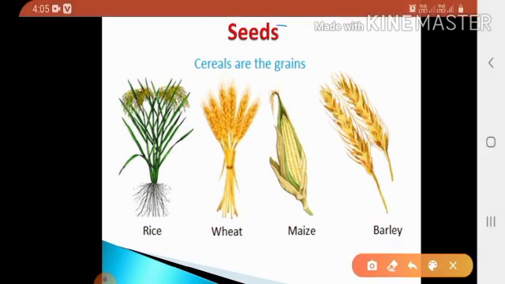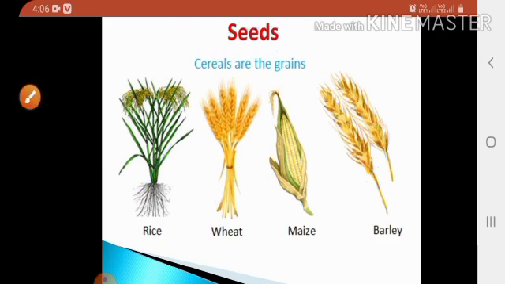In the same way, seeds. Like peas, gram, rice, wheat and many more. Maize and barley. These are examples of seeds. In all the pulses, we consume seeds of the plants. So, plants store extra food in the form of seeds. So, this is the main concept: different plants store food in different parts of the plant.